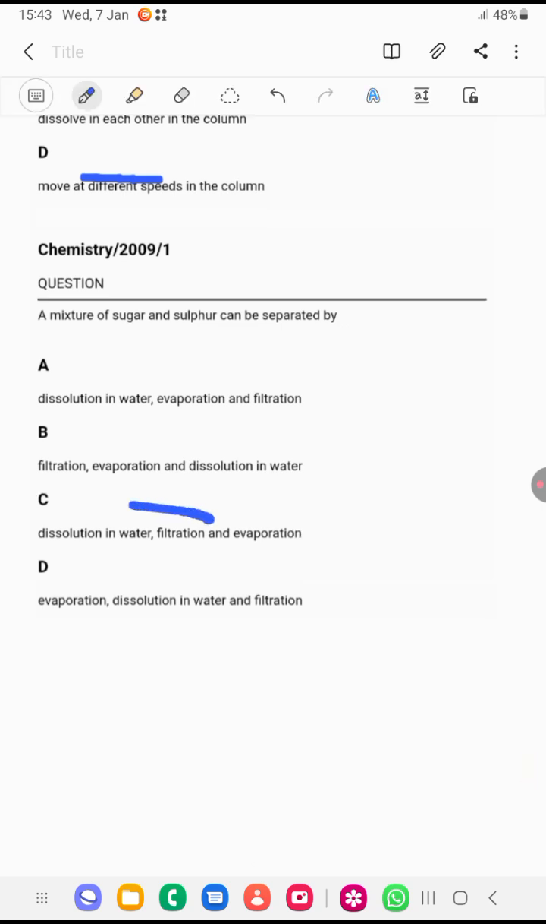When we dissolve in water, we carry out filtration to remove sulfur. So when we carry out filtration, we are only left with the sugar solution, and then we can now perform evaporation to dryness.